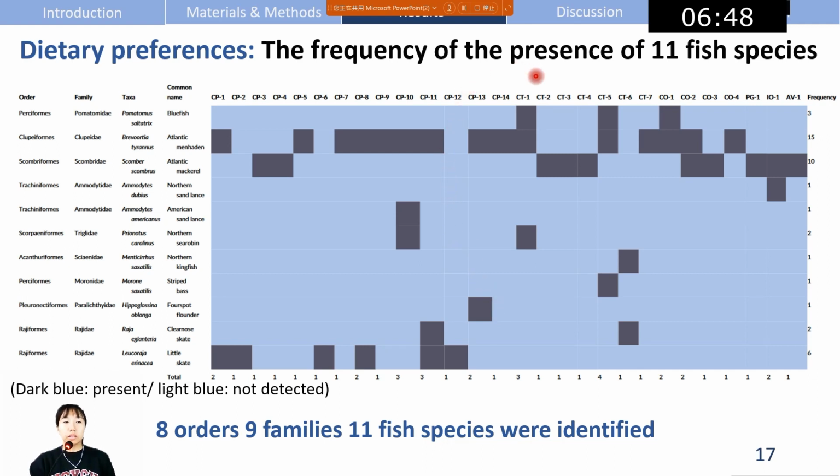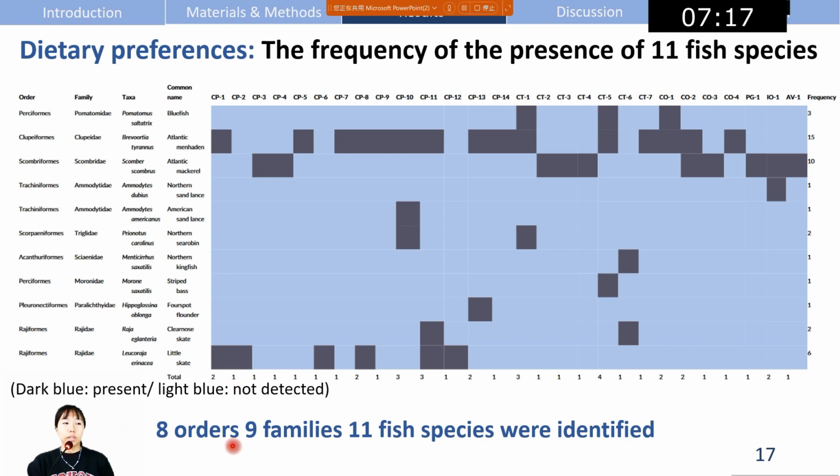Furthermore, the researchers also used two ways to know the dietary preference of the shark. The first one is the frequency of the presence of the prey. In this table, the dark blue means this prey is present, and the light blue means this prey was not present in the sample.